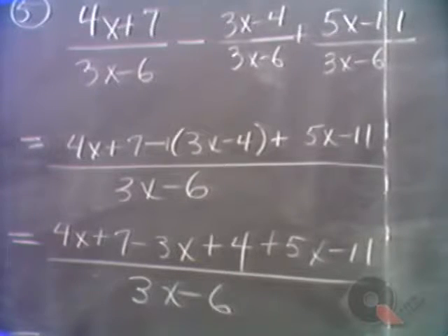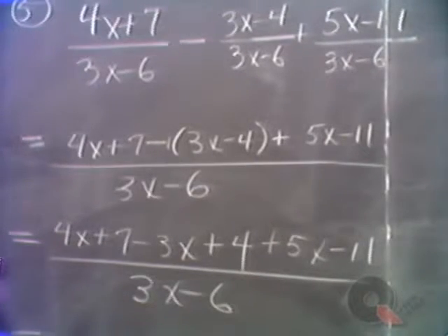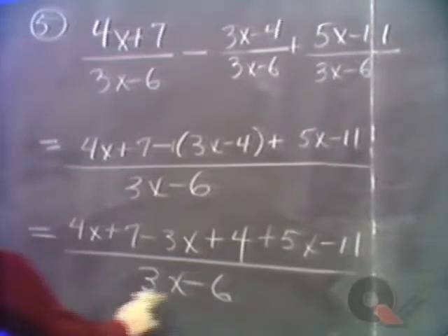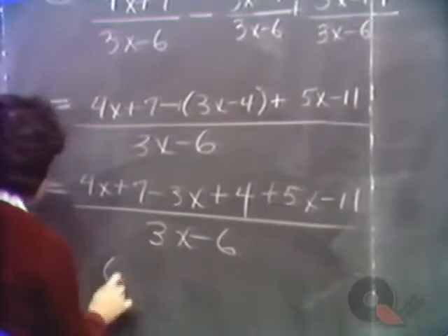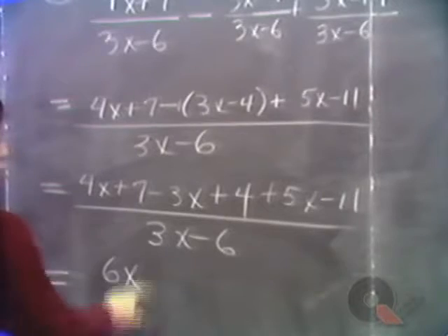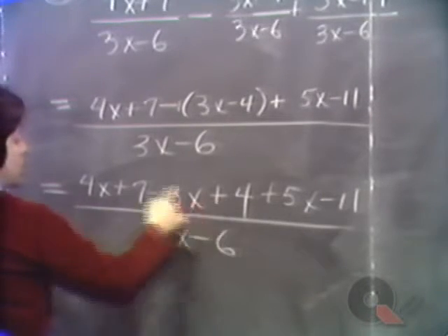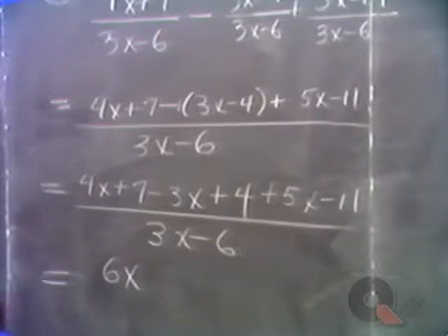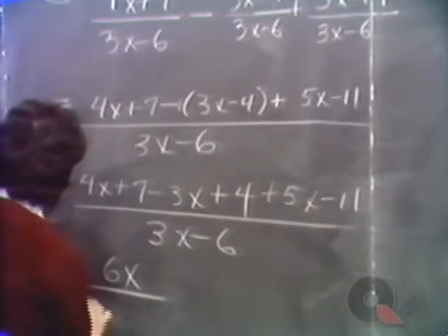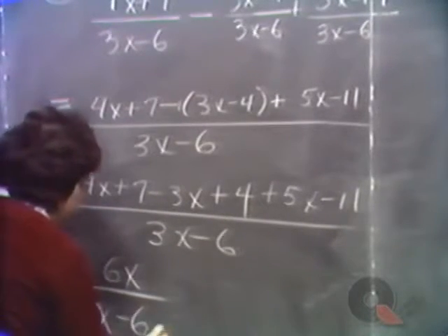Let us now combine the like terms. We have 4x minus 3x, that's 1x, plus 5x, that's 6x. Plus 7 plus 4, that's plus 11, minus 11, that's 0. So on top we only have 6x over 3x minus 6.